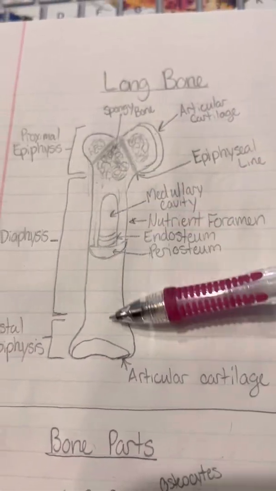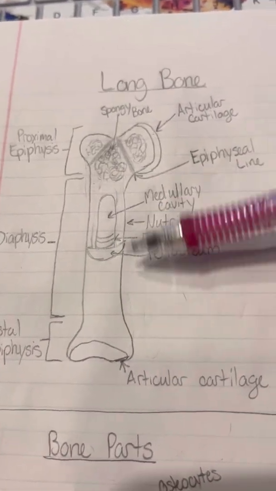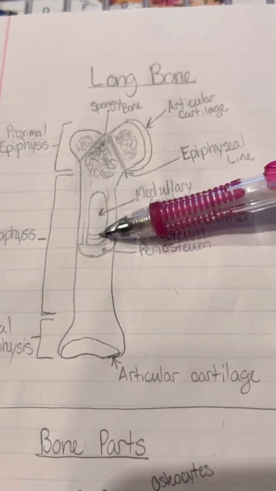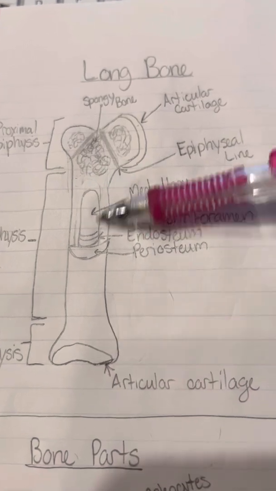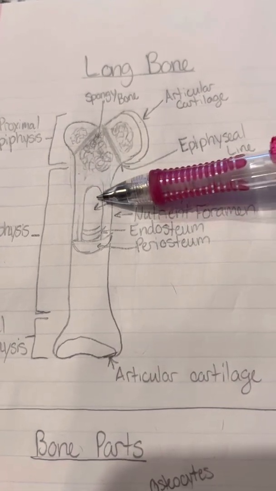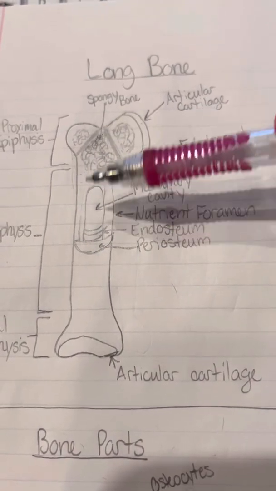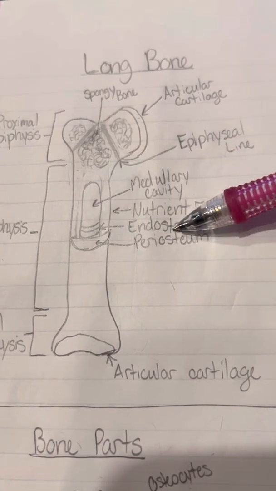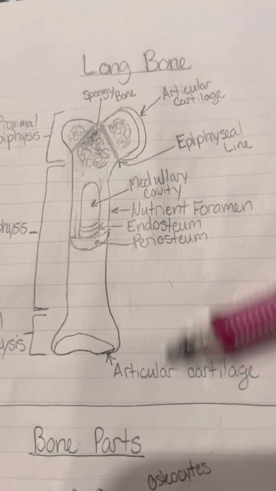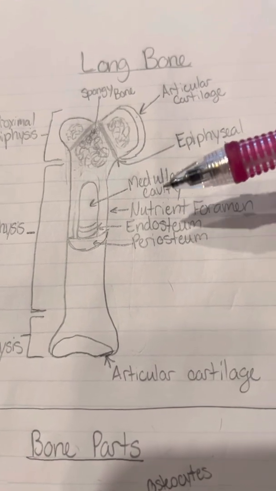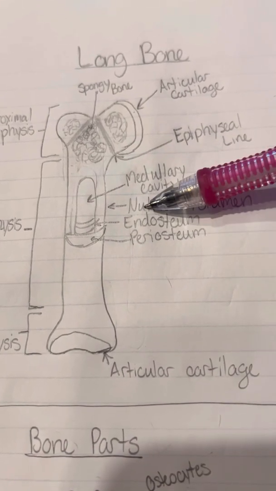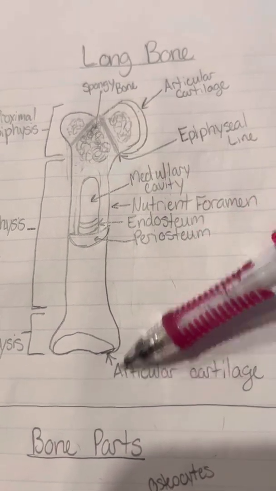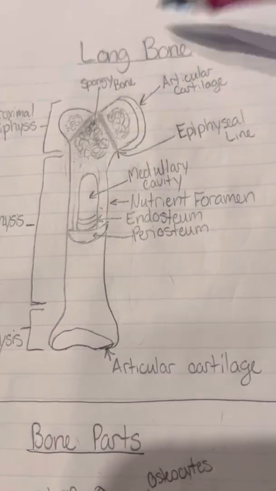In the shaft or diaphysis of the long bone, you would find the medullary cavity, where we have our marrow. And then what protects the medullary cavity is called the endosteum. And then what covers the entire bone is called a periosteum. And that is where we would find nutrient foramen too, so that we could get nutrients into the bone to let it keep doing what it does.